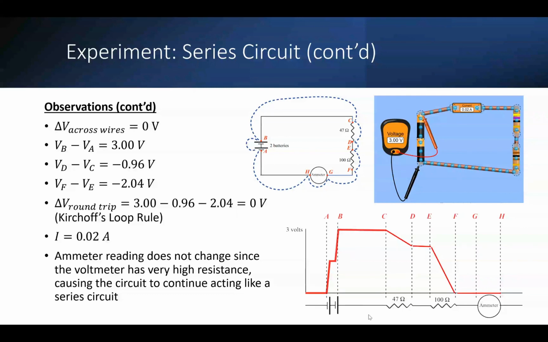and this verifies Kirchhoff's loop rule. I still remains as 0.02 amps, and the ammeter reading does not change since the voltmeter has a very high resistance, causing the circuit to continue acting like a series circuit, despite the voltmeter being inserted in parallel. You can also see in the bottom right-hand corner, I graphed the circuit with the voltages over various parts of the circuit. You can see that the batteries cause the voltages to increase, and the resistors cause the voltages to decrease.